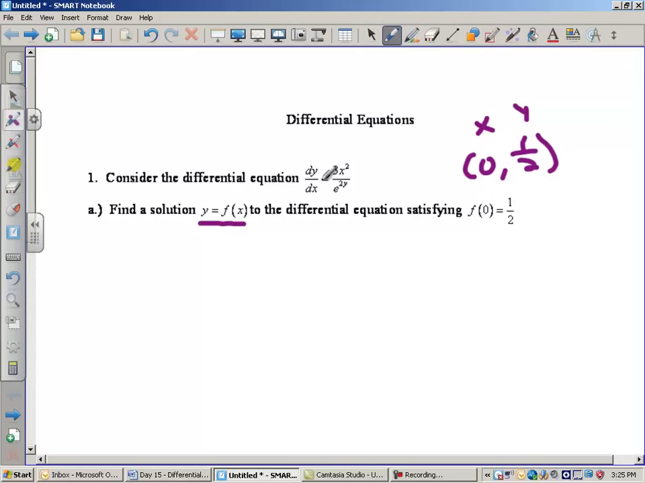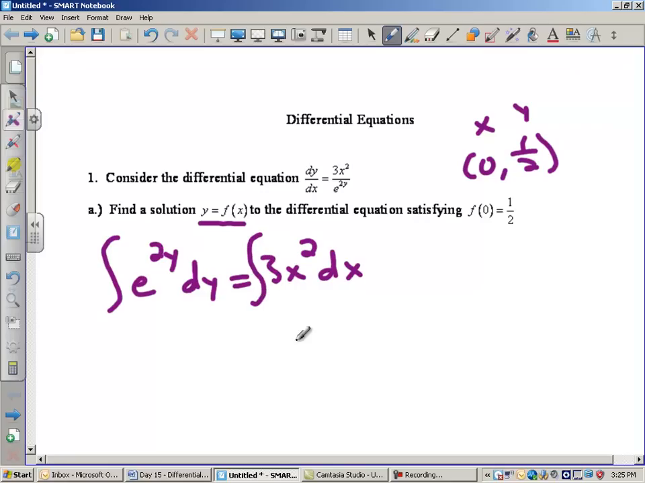So of course we know the first step here is we want to separate variables. So I'm going to have e to the 2y dy is equal to 3x squared dx. So that's step one. Of course, on a free response question, this gives me 1 point. Yay! Now I have to integrate both sides. So I'm going to put an integral here, and I'm going to put an integral here.